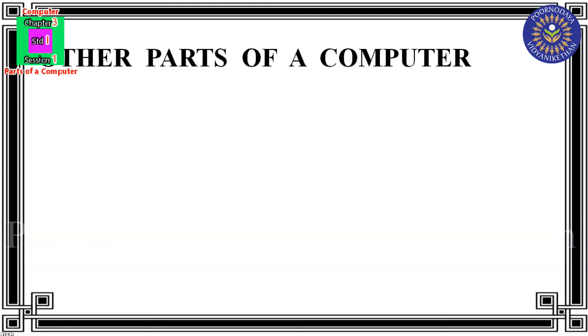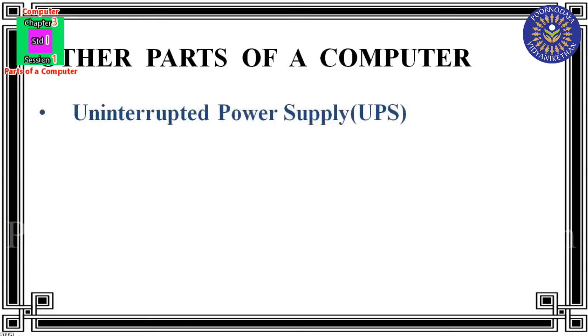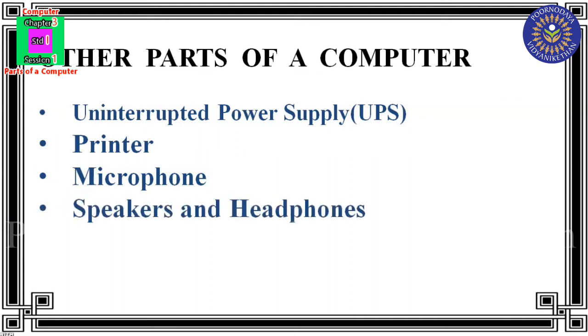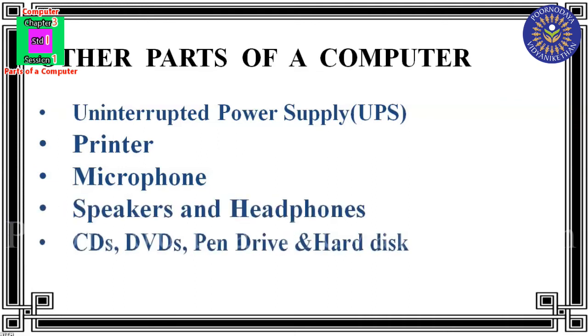Other than these 4 parts, a computer has other helping parts which are connected to it. Let us learn about these parts. Uninterrupted power supply or UPS, printer, microphone, speakers and headphones, CDs, DVDs, pen drive and hard disk. These are the other parts of a computer.